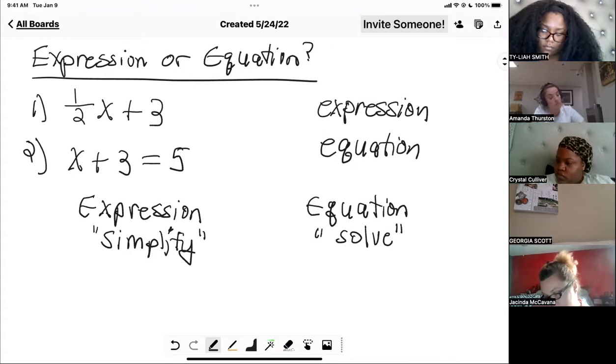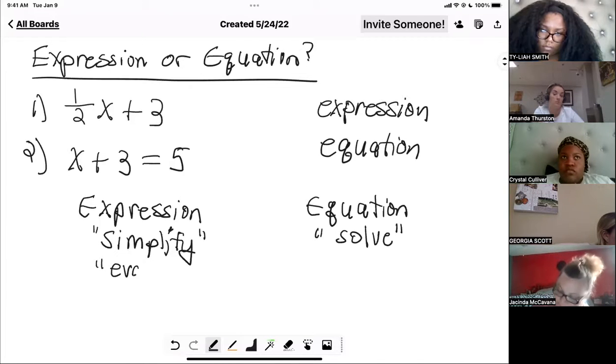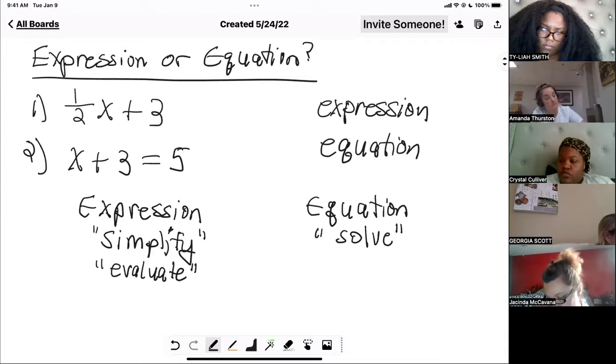Okay, so now we're actually going to simplify an expression. We're not going to solve an equation yet. We're coming up. So first thing is, another word for simplify would also be evaluate, which means just find the answer. What is it if you simplify it? So we're going to evaluate an expression.